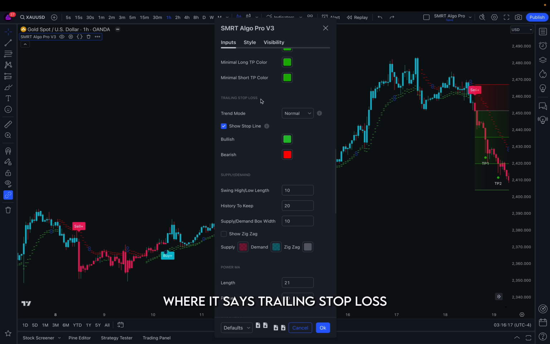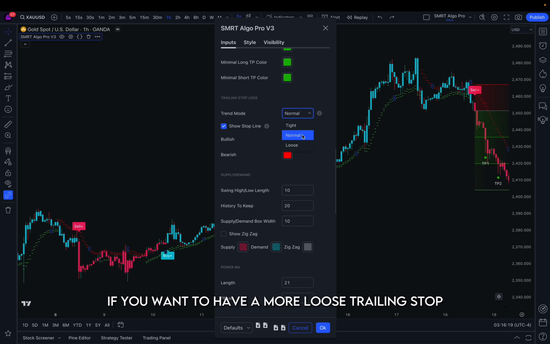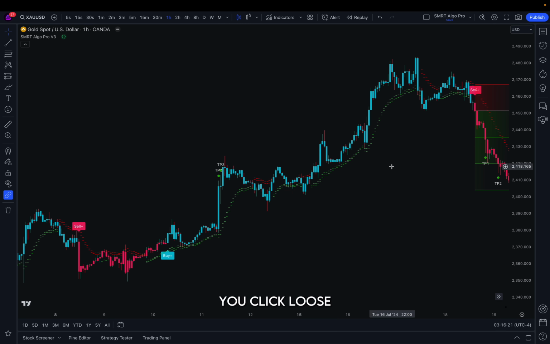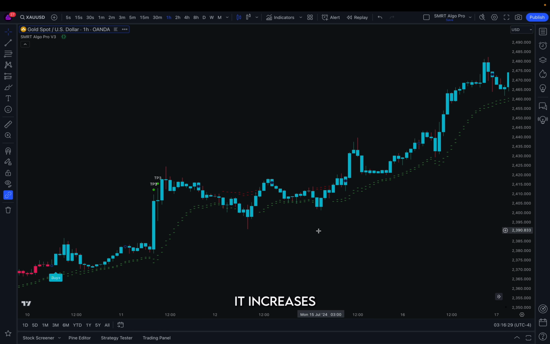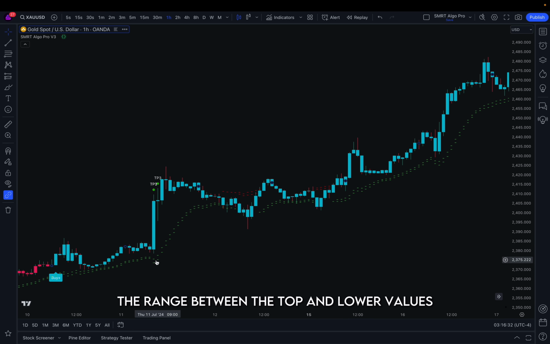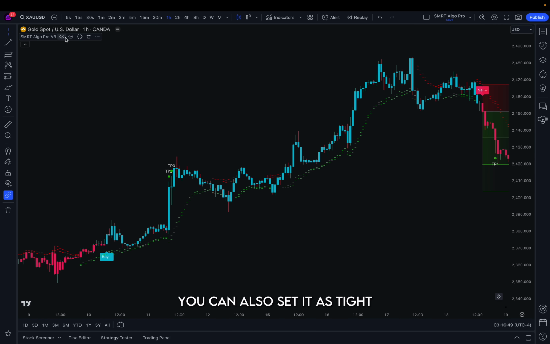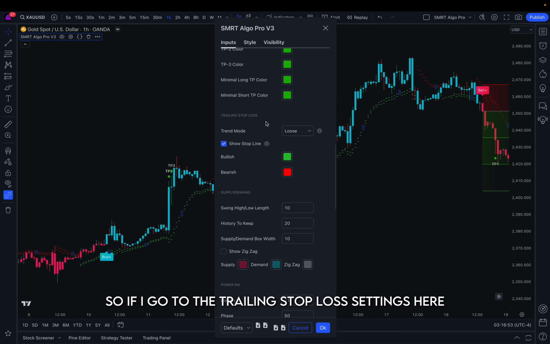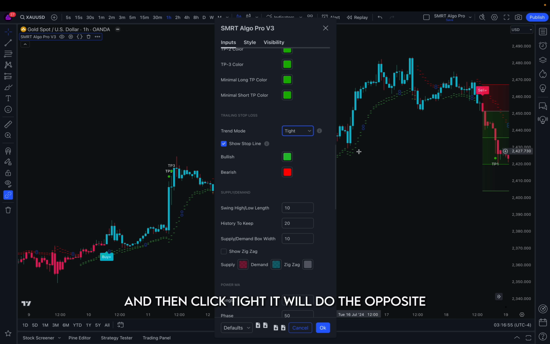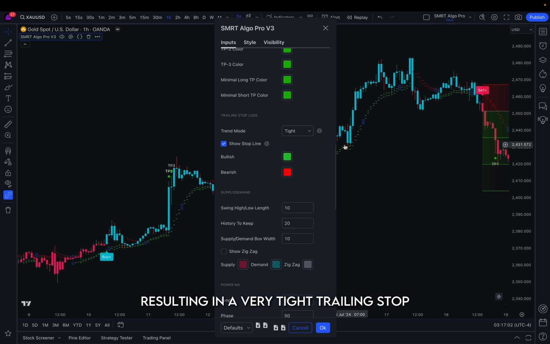And down here where it says trailing stop loss, if you want to have a more loose trailing stop, you can click loose. Basically what it does is it increases the range between the top and lower values, giving you a more loose range for you to put your trailing stop. You can also set it as tight. So if I go to the trailing stop loss settings here and then click tight, it will do the opposite, where it will decrease the gap here, resulting in a very tight trailing stop.